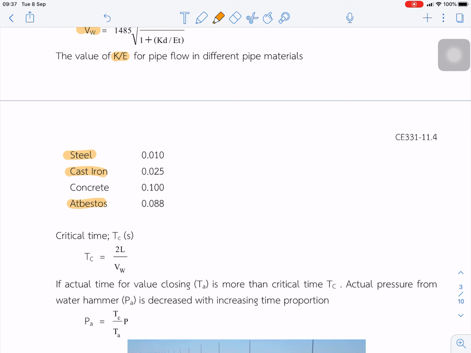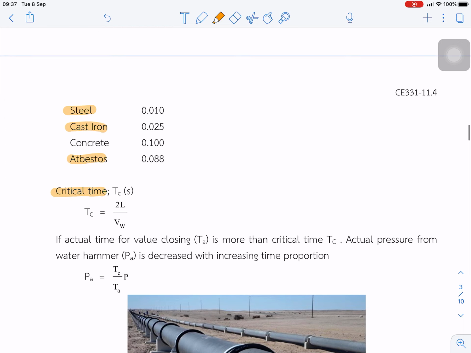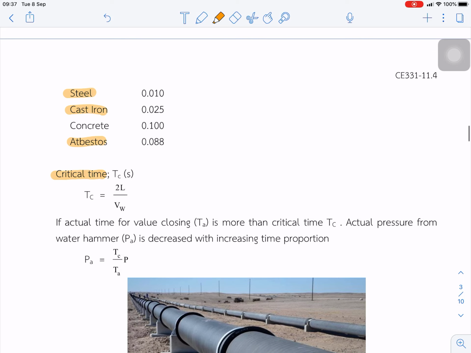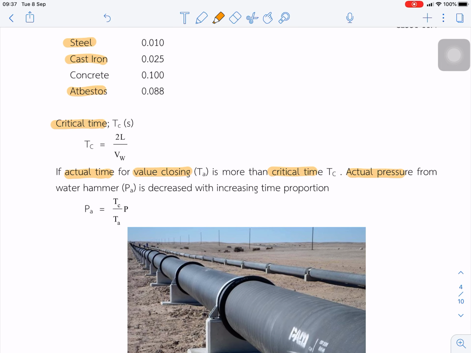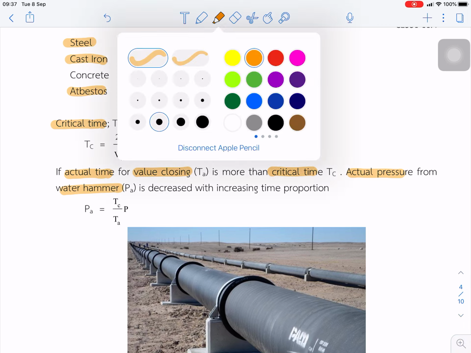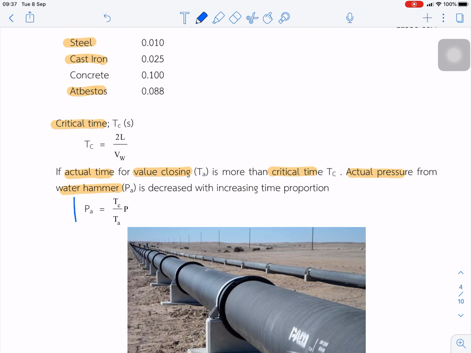And the critical time, TC, is equal to 2L divided by the pressure wave velocity, but the actual time for the valve closing, TA, is more than the critical time. The actual pressure from the water hammer, PA, is also a function of TA. So the actual pressure comes from the ratio between TC and TA.